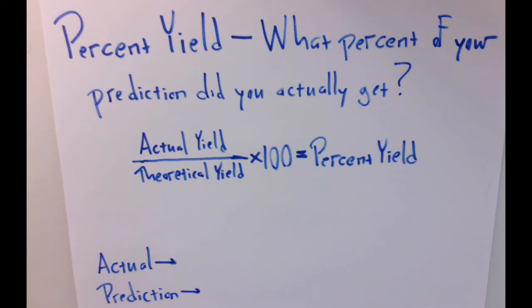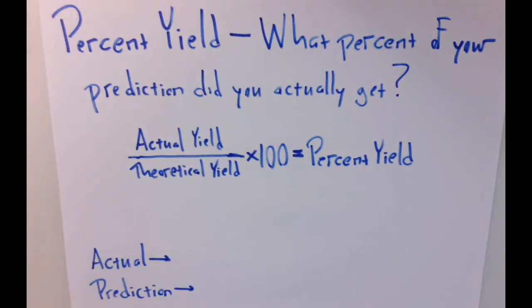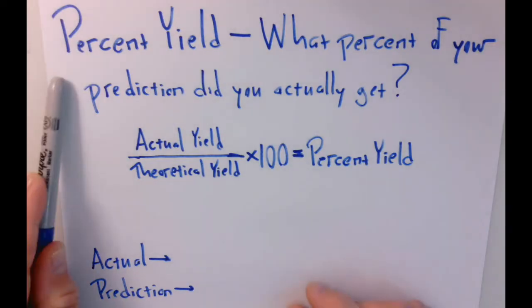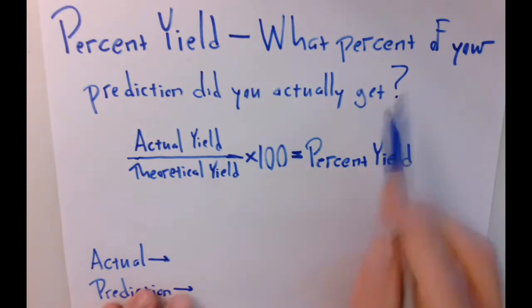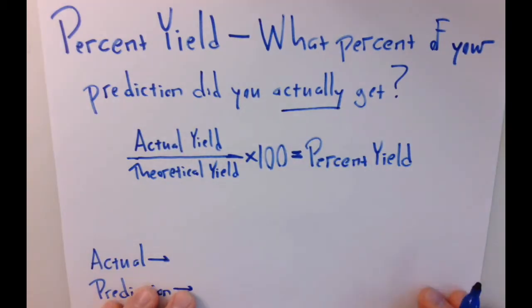Hey everybody. The final piece here is calculating what's called percent yield. When you do stoichiometry to make a prediction and then do the reaction, you can then calculate percent yield. Simply, it's what percentage of the prediction that you actually get when you do the reaction.